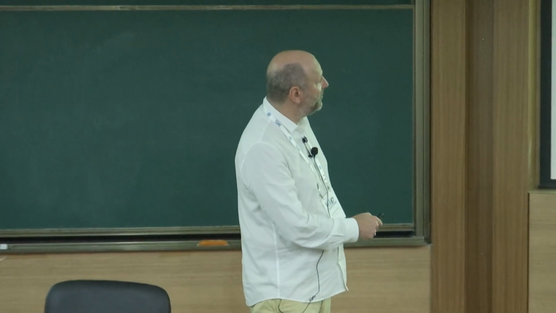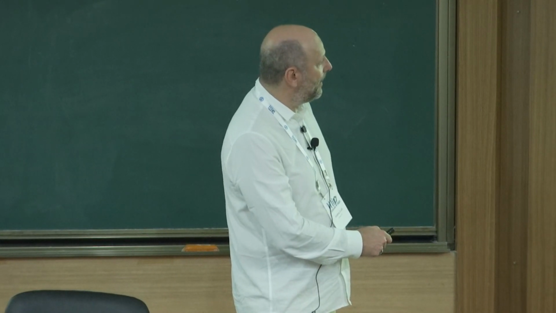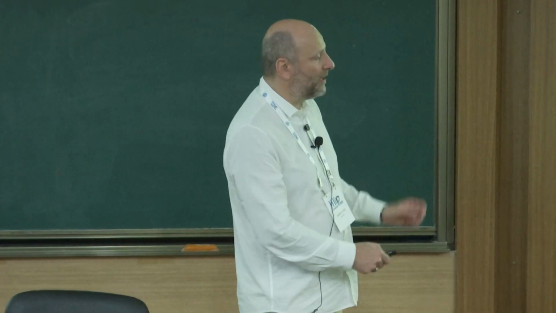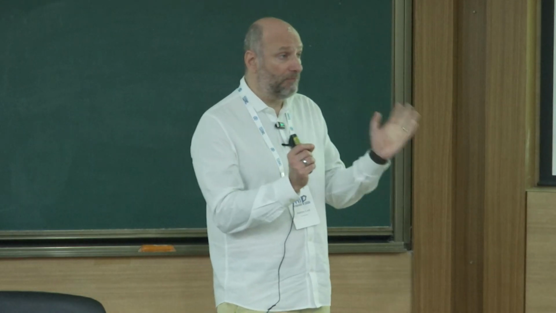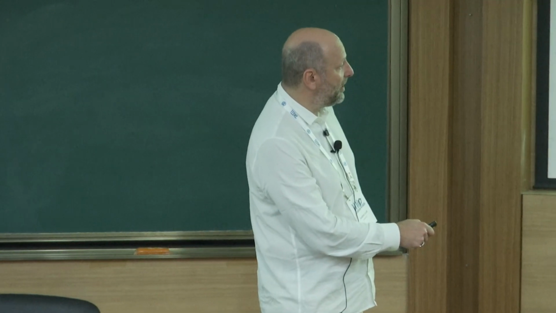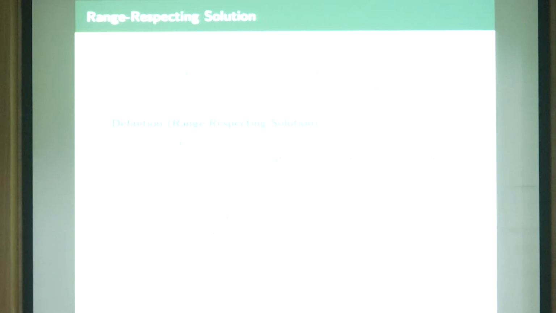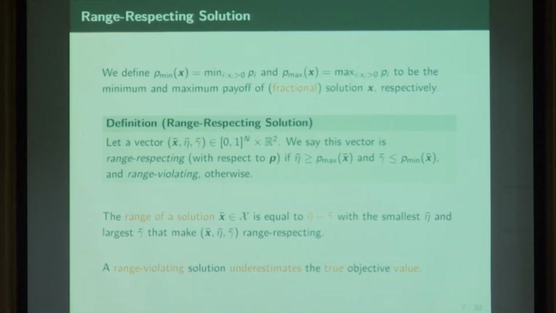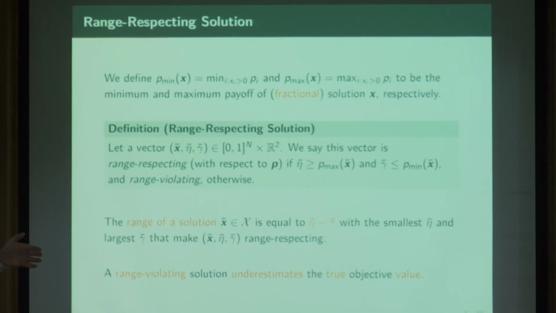And then I define something which is called range respecting if, in an LP relaxation, x bar, eta bar and gamma bar, where eta and gamma are the variables that I'm using in order to model the objective function max and min. We say that this vector is range respecting with respect to the payoff if eta bar is greater or equal than Pmax of x bar and gamma bar is less or equal than Pmin. So I'm taking two values that represent the extremes of my objective function, and I'm pushing them higher than the maximum and lower than the minimum in such a way that they represent correctly what I'm doing.